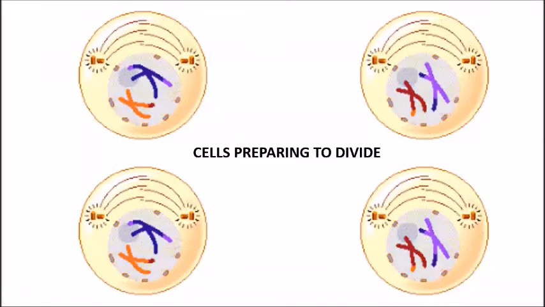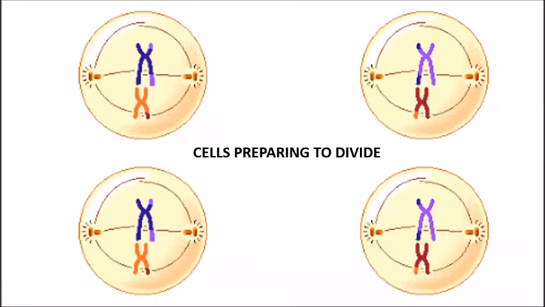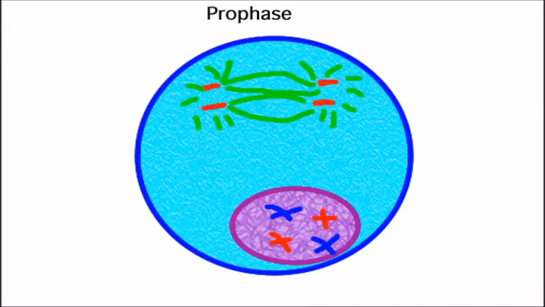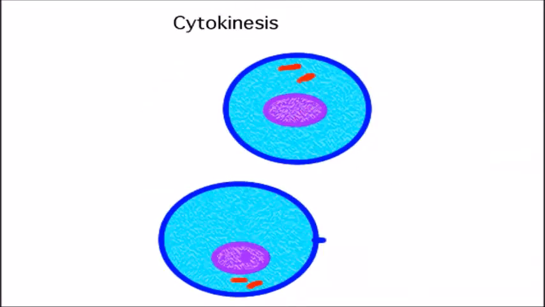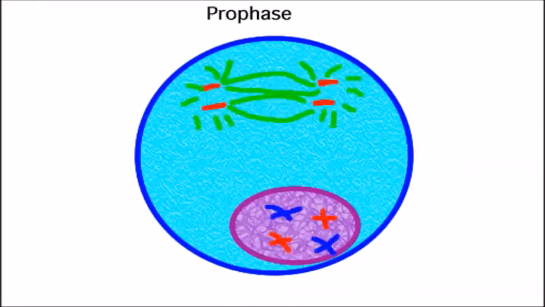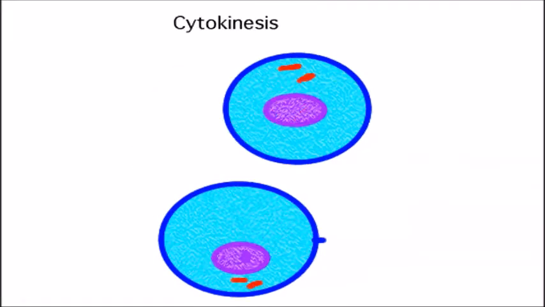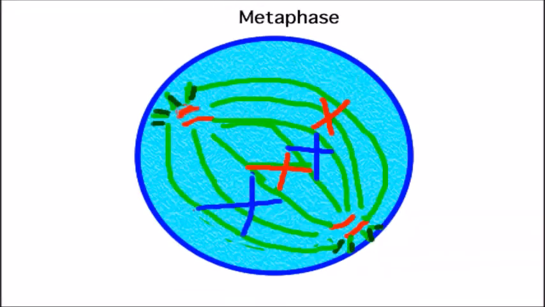Why do cells really need to divide? And how exactly do cells divide? In part 2 of Genetics 101, we're going to examine the process of cell division in both mitosis and meiosis. So if you need help in this topic, keep watching.